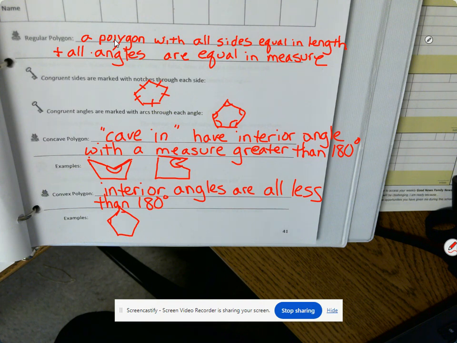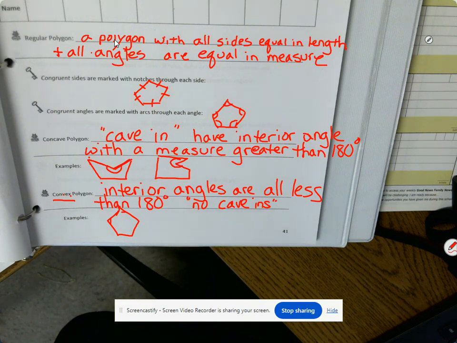No, that one is not really caved in. It's not supposed to be. It's convex. Convex has no cave-ins. Concave is caved in, convex is not caved in.